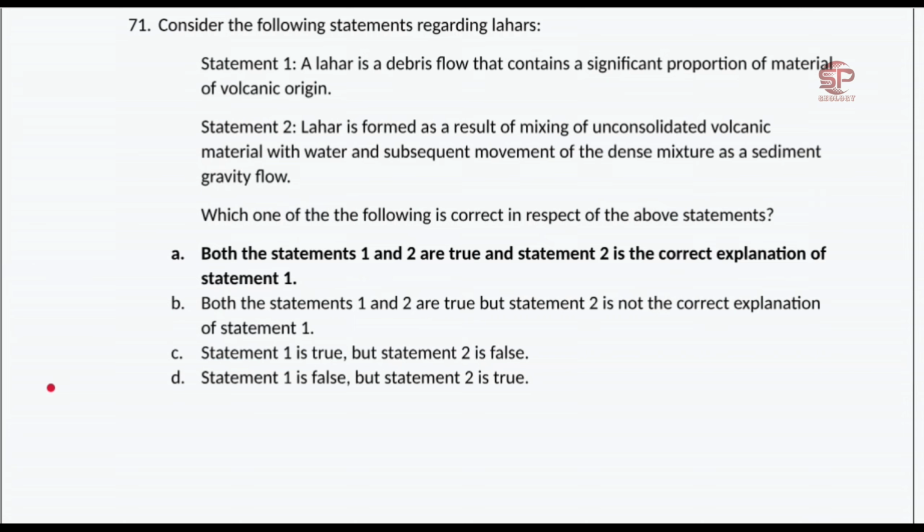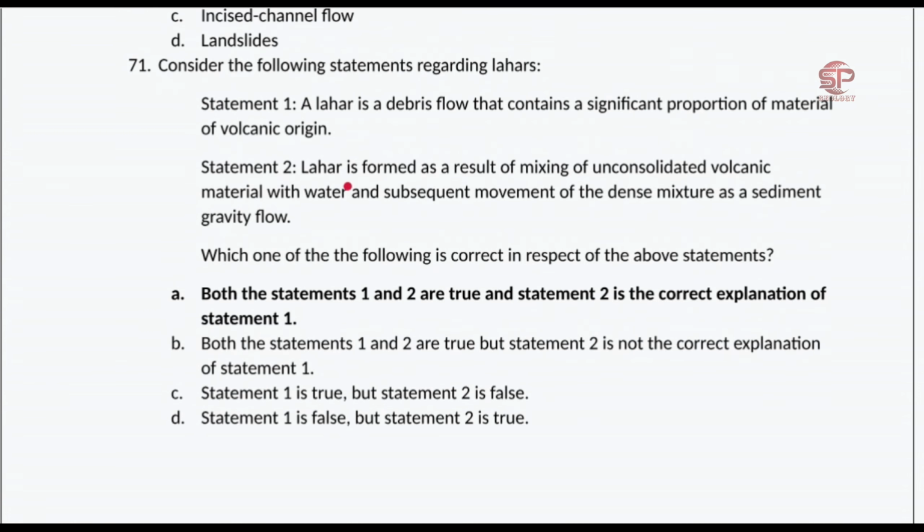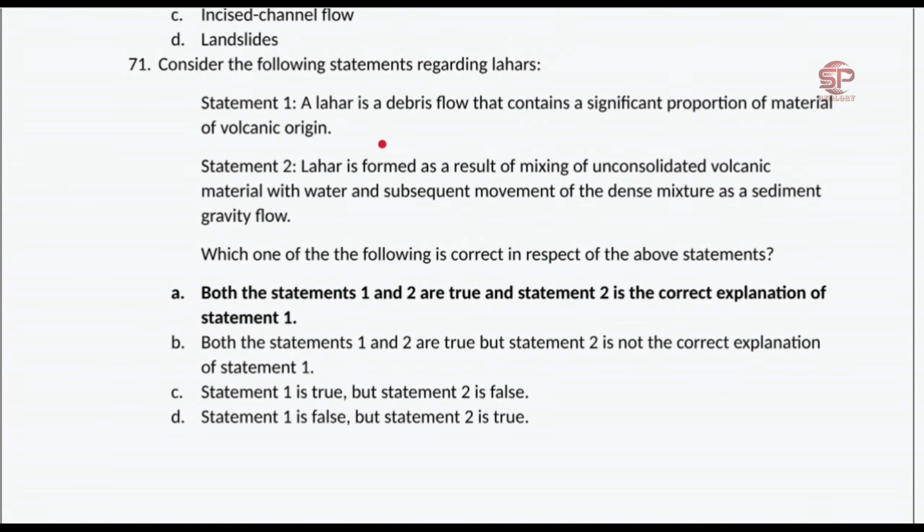So we have discussed 70 questions. Now we'll start from 71. Statement 1 is: Lahar is deposited as a debris flow. Obviously Lahar is a debris flow and it consists of volcanic matter, so the statement is correct. And Lahar is formed as a result of mixing of unconsolidated volcanic material and water, and subsequent movement of the dense mixture as a gravity flow, and it is a mass wasting process. So this is also correct. Statements 1 and 2 are correct, and 2 is the correct explanation of statement 1. So A will be correct.